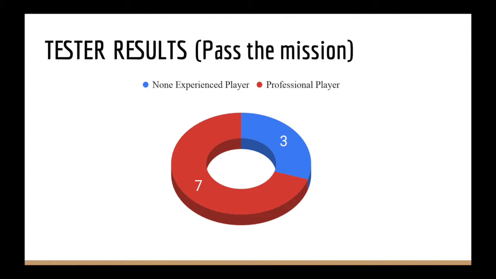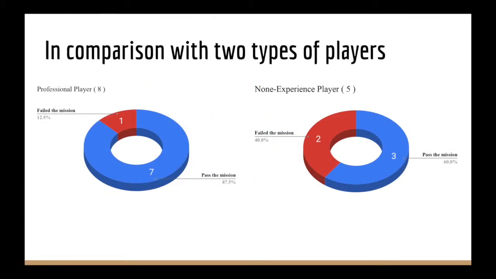Next, the seventh step, or the last step, is the conclusion and analysis of the result of our experiment. For our overview, the test result is 10 players can clear the mission, which consists of 7 pro players and 3 non-experienced players, and the rest, 3 testers who failed the mission, consist of 1 pro player and 2 non-experienced players.